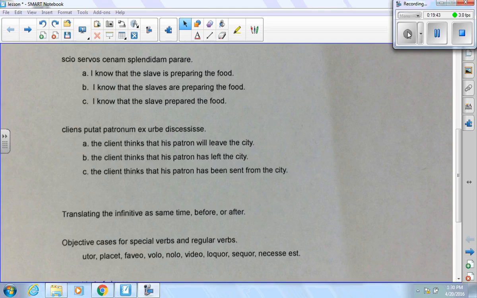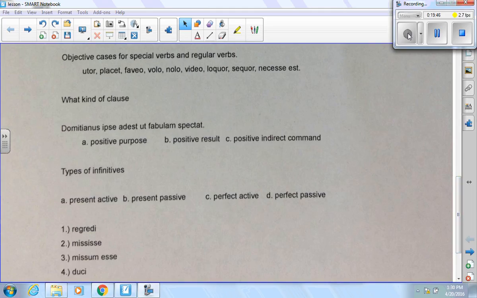Here's a list of verbs: utor, placet, faveo, volo, nolo, video, loquor, sequor, necesse, s. Make sure that you know which ones take dative and which one takes accusative. Highlighted ones there, they take the accusative, the rest take the dative.